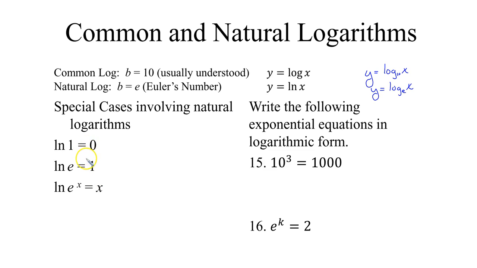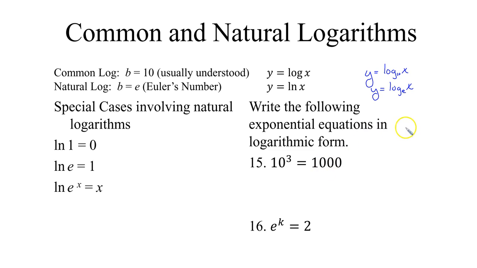So some special cases, the natural log of 1 is always 0, the natural log of e, because my bases match up, is always 1, and the natural log of e to the x is always going to be x. This is because the base for my logarithm is e, and my base for my exponent is e. They match up. Okay? So we're going to simply take these two problems and put them into their logarithmic form.